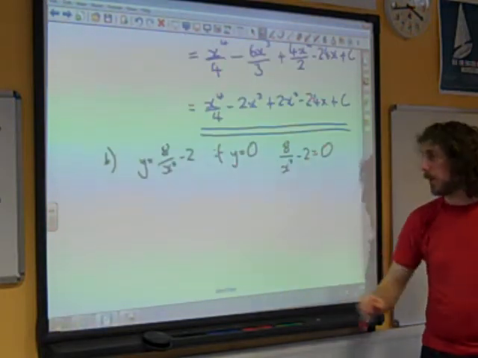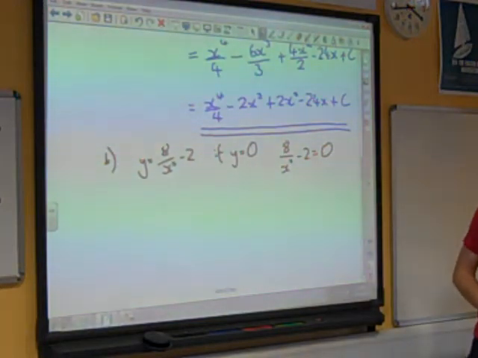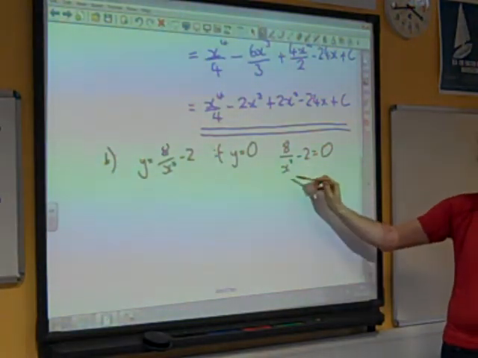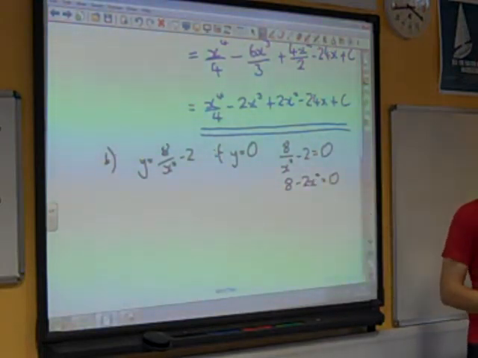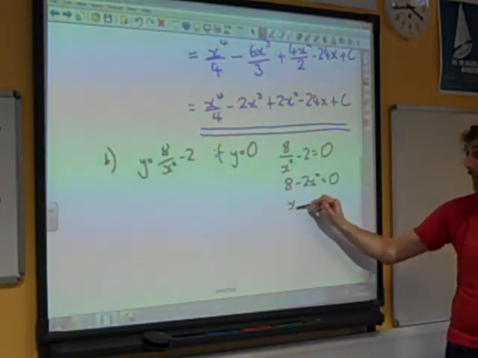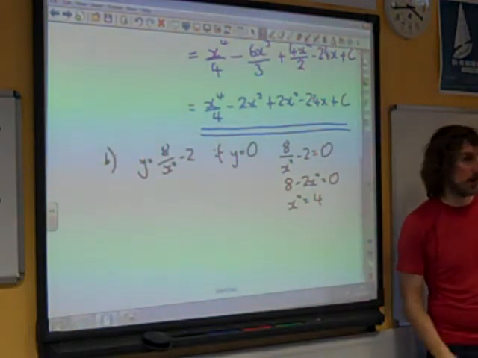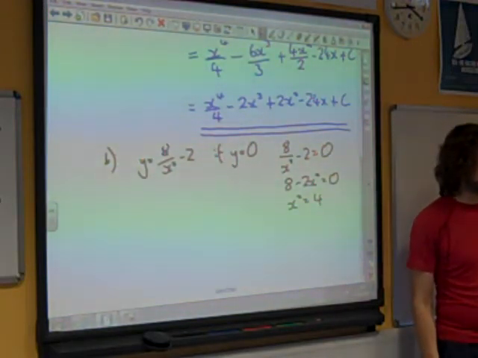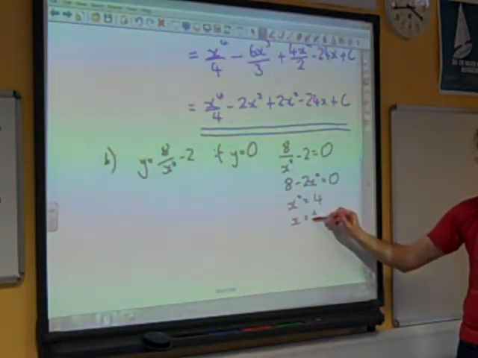That's looking a little bit like we're dealing with one of our old Core 1 stealth quadratic kind of things, but actually it's a lot simpler than it looks. We've got 8 minus 2x squared is 0 if we multiply everything by x squared. And if we rearrange that, divide through by 2, we end up saying x squared equals 4. And if x squared equals 4, that means x equals plus or minus 2.